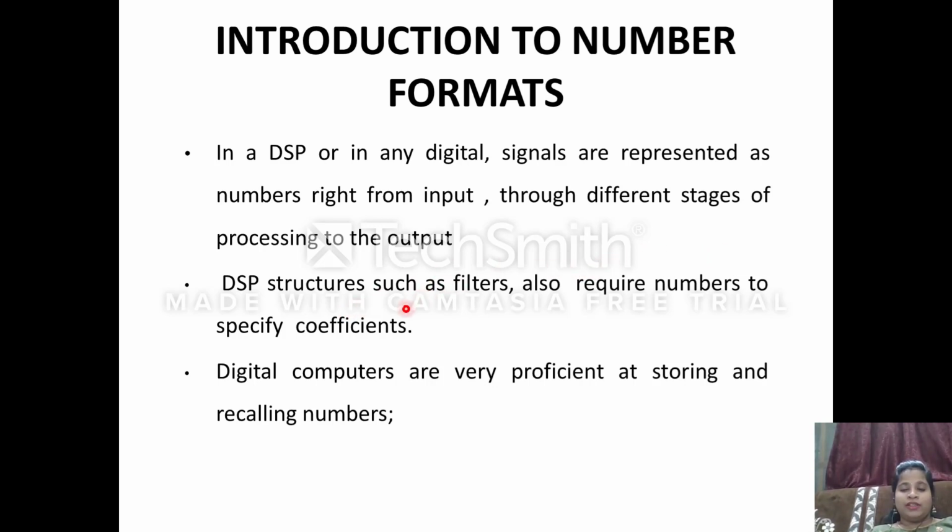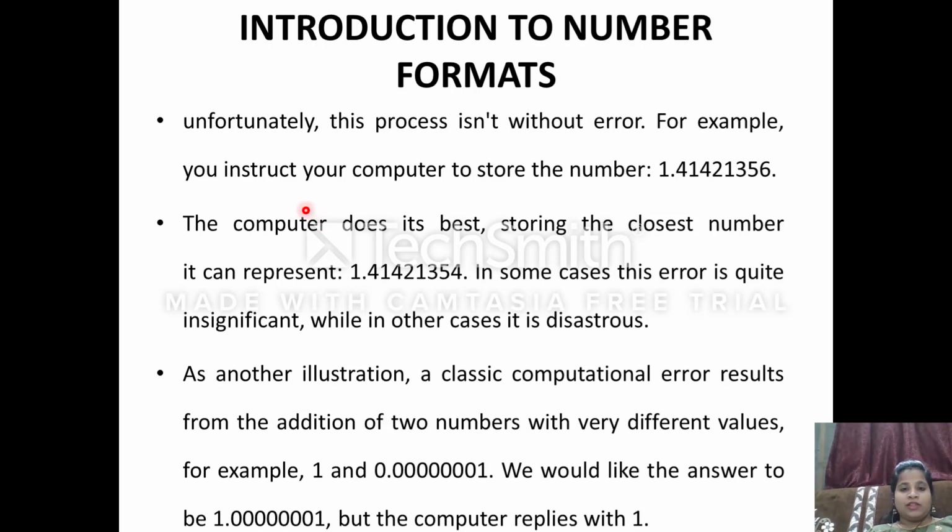Digital computers are very prominent at storing as well as recalling numbers. Unfortunately, this process isn't without error. For example, if your computer wants to store the number 1.41421356, it will do its best to store the closest number it can represent, such as 1.41241421354. In some cases this might become a big error, or else it can be negligible.